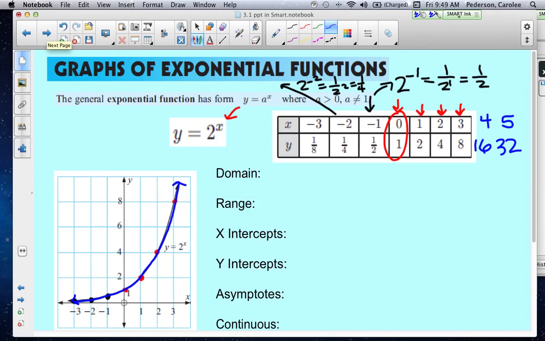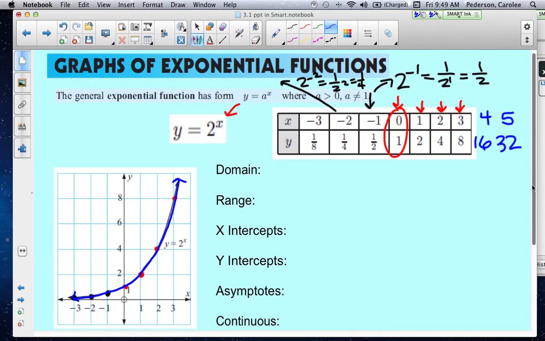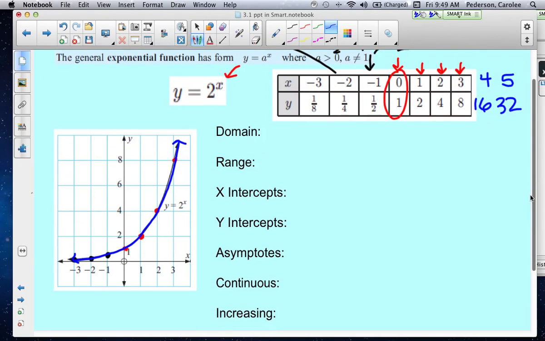Then there's some other pieces that we're going to identify in this graph. The domain. What type of numbers can you plug in for x? What can you evaluate for x? Are there any restrictions on x? Can we plug any number in if we wanted to? Sure, we could. Most students tend not to plug in fractions. So the domain would be all real numbers, or another way to write all real numbers is negative infinity to infinity.